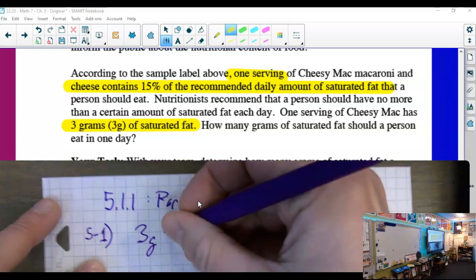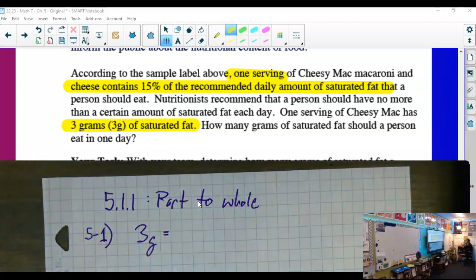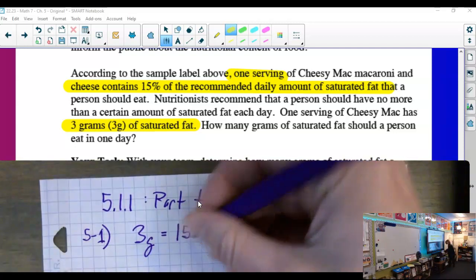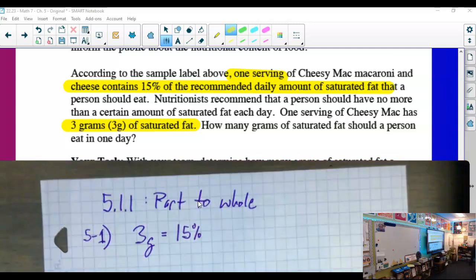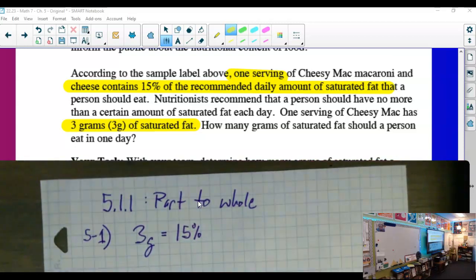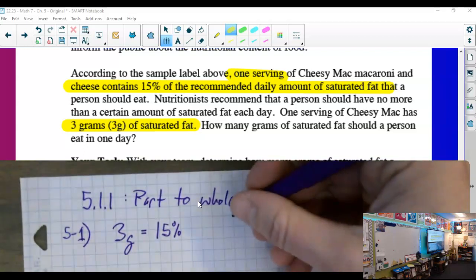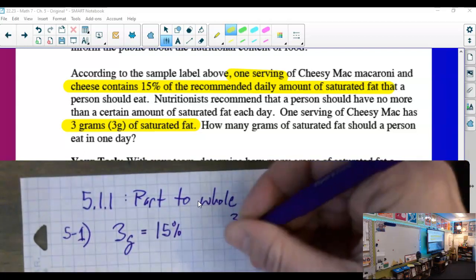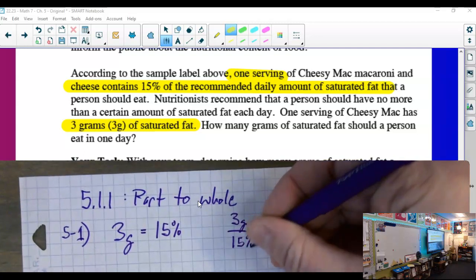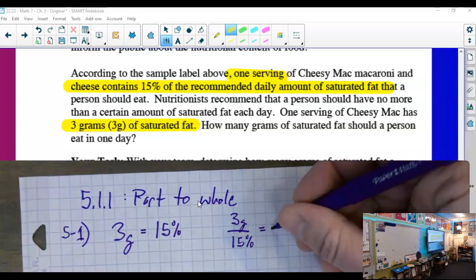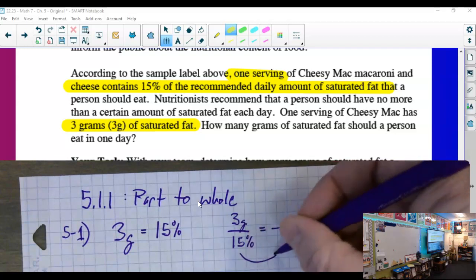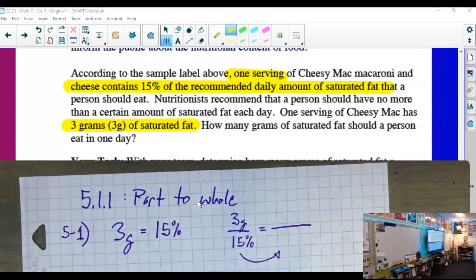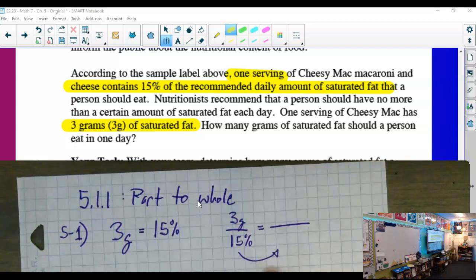3 grams was equal to what percent? 15. 15%. So I think one way we could do it is to set up a proportion. What percent are we trying to get to if we want everything? The 100%.